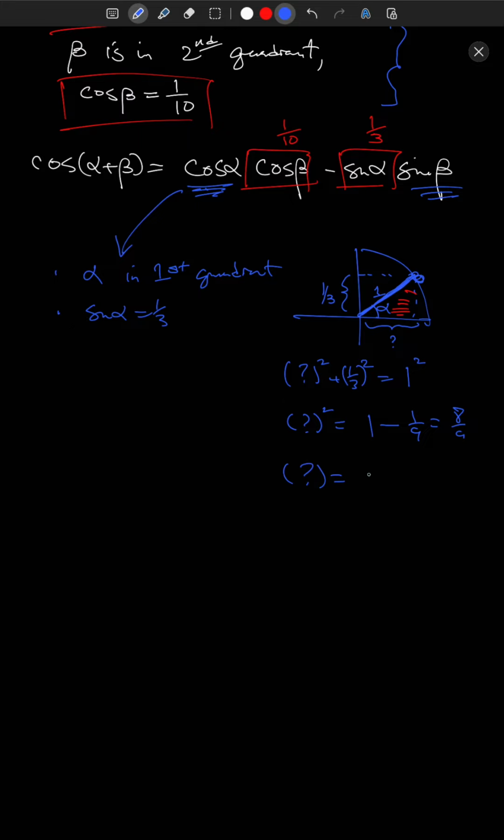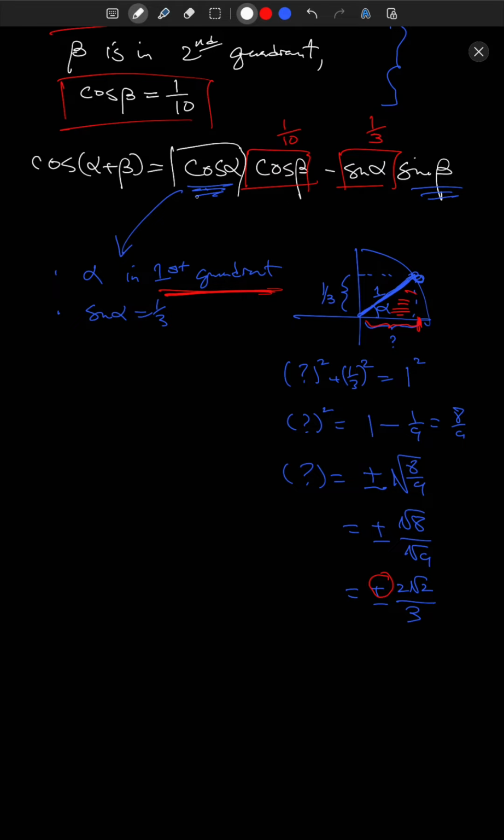And so question mark is equal to plus or minus square root 8/9, which, simplifying, is square root 8 over square root 9, which is plus or minus 2 root 2 over 3. Okay. Now, should it be plus or minus? Well, I know my angle is in the first quadrant, so it should be plus, because in the first quadrant the x coordinate is positive. And so cosine of alpha is the positive version, 2 root 2 over 3.